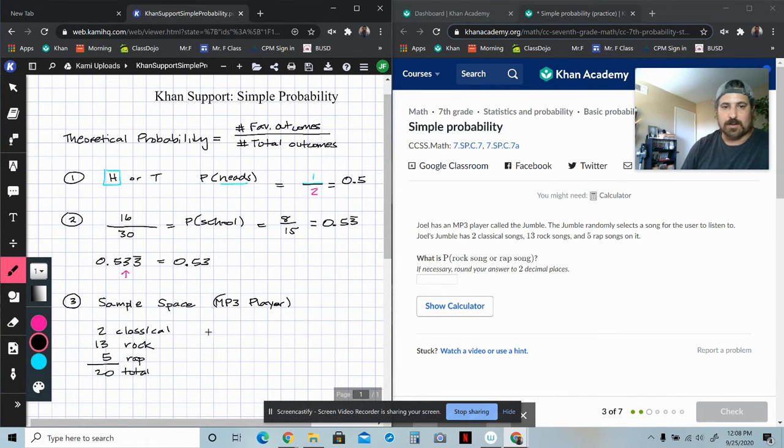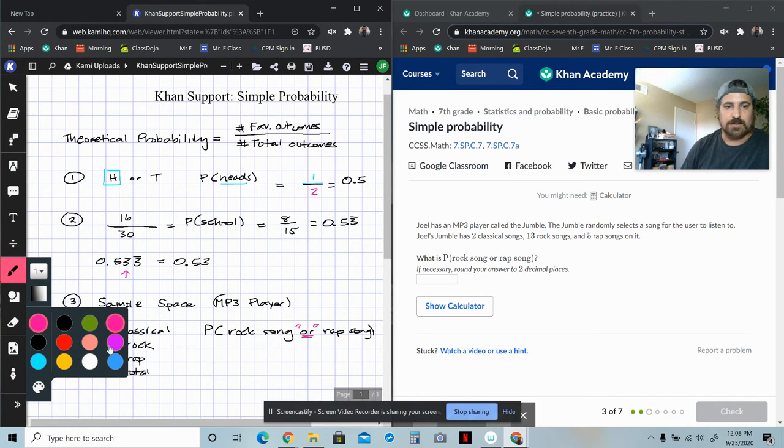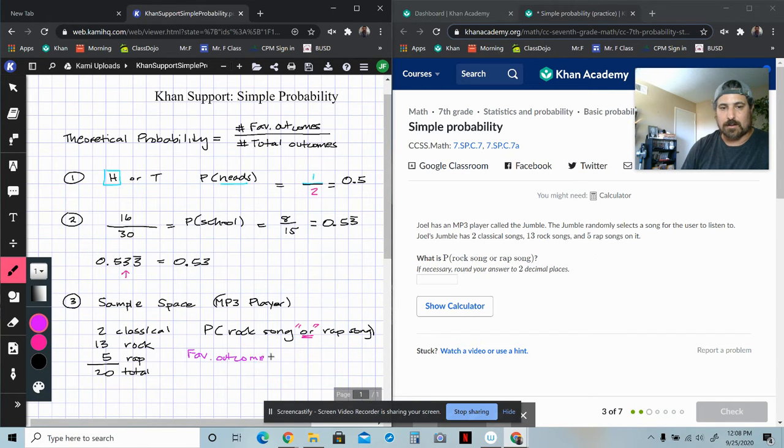Okay, so it says probability that it's a rock song or a rap song. Now that word "or" is something you have to pay attention to. Or means add in probability, really. So this is the probability of a rock song plus the probability of a rap song. Because both of these are now what we call favorable, it's going to be favorable over possible. So it's favorable outcomes over the total possible outcomes.